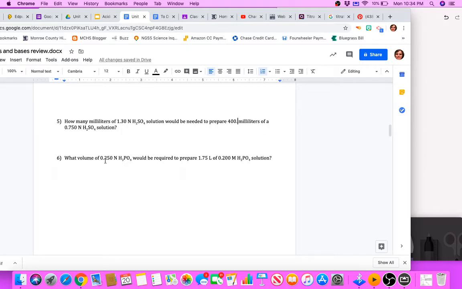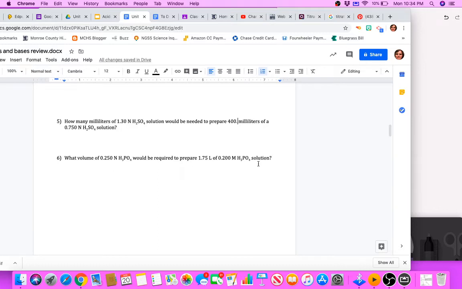What volume of 0.250 normal H3PO4 would be required to prepare 1.75 liters of a 0.200 molar H3PO4 solution? As you can see here, guys, we have a normality and we have a molarity, and we cannot use that. We're either going to have to convert the normality to molarity, or convert the molarity to normality.